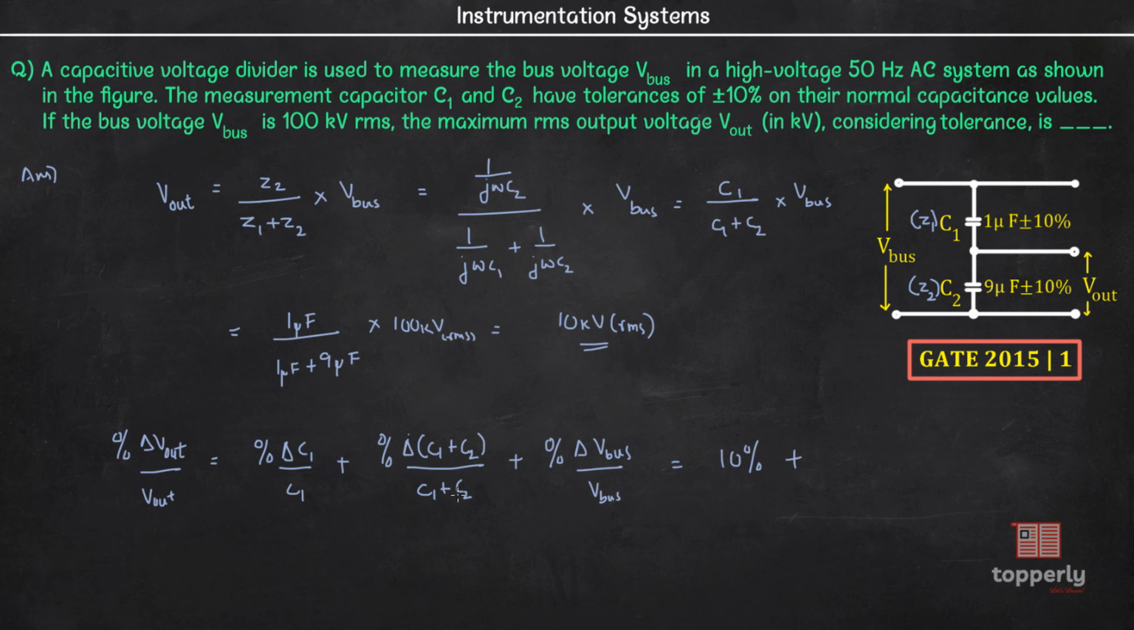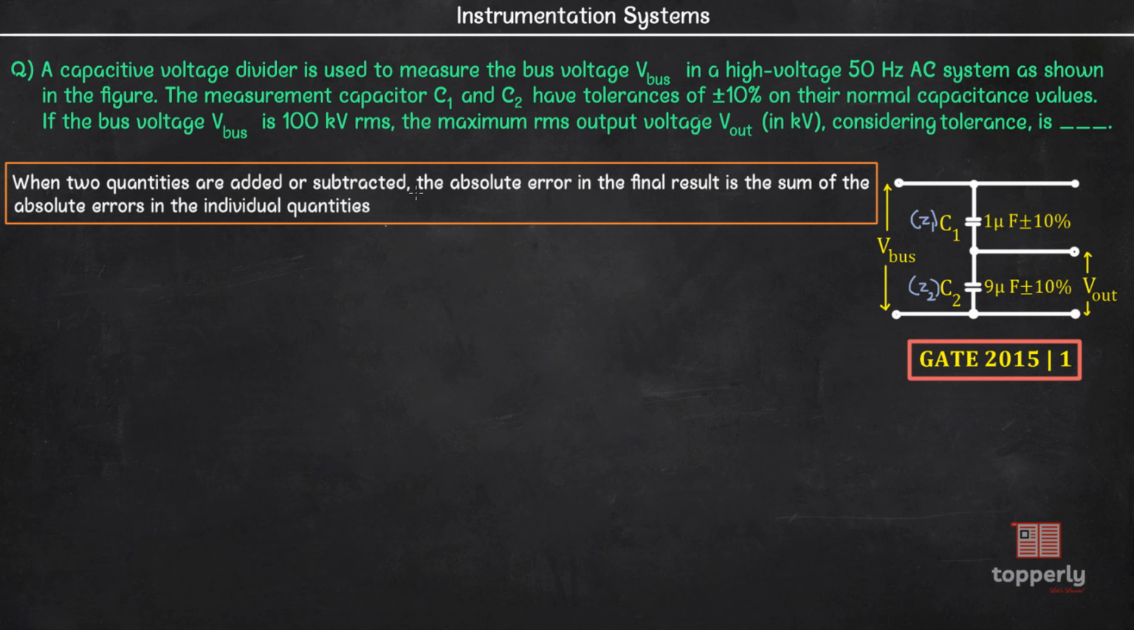For that, first we need to find what is delta C1 plus C2, that is the uncertainty in the result of the sum of capacitances C1 and C2. We need to remember that when addition or subtraction is involved, the absolute error in the final result is the sum of the absolute errors in the individual quantities. And here the errors are given as relative errors.